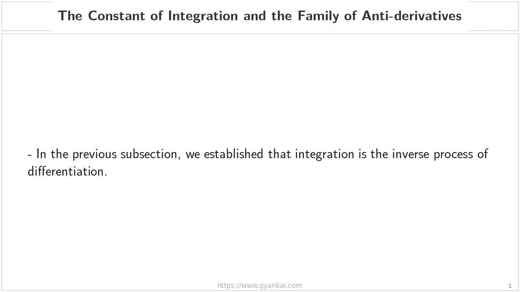The constant of integration, and the family of antiderivatives. Good morning. So, building on what we've already covered in the previous section, we firmly established that integration and differentiation are essentially opposite operations. One undoes the other. Think of them as inverse functions, much like squaring a number and then taking its square root.